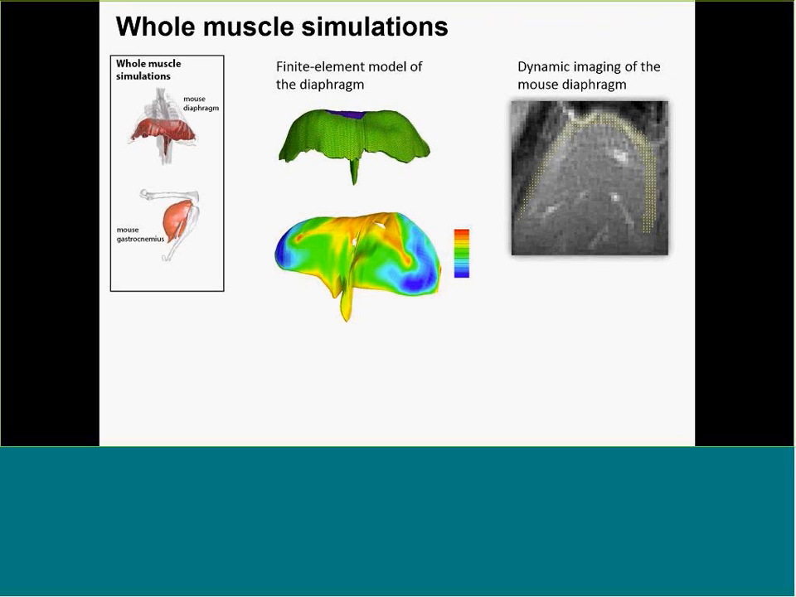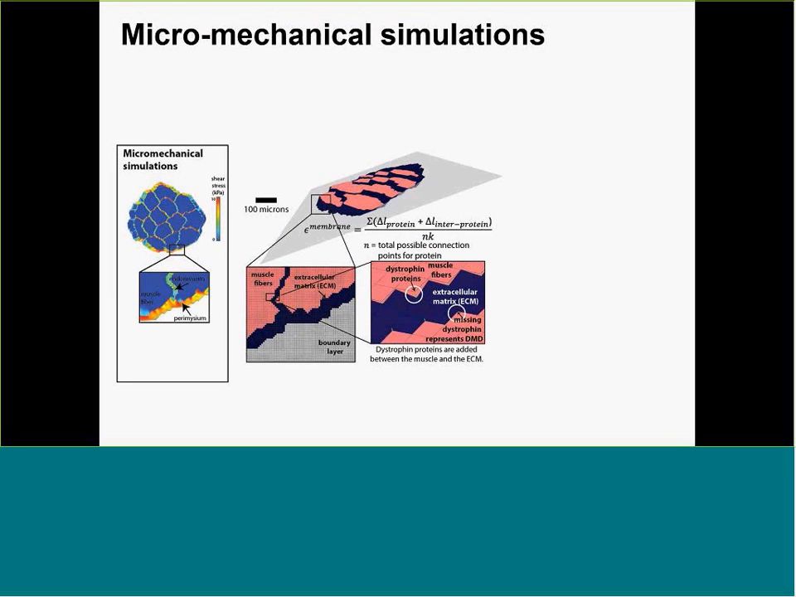So a couple of snippets of what we're doing. Here's an example of a finite element model of the mouse diaphragm that we've developed. We're simulating contraction during breathing and looking at fiber strains within the muscle, and we're also doing a dynamic MRI of tracking pixels. The video is not working, but it's similar to what Jeff Holmes showed, but this is of the diaphragm moving in the mouse.